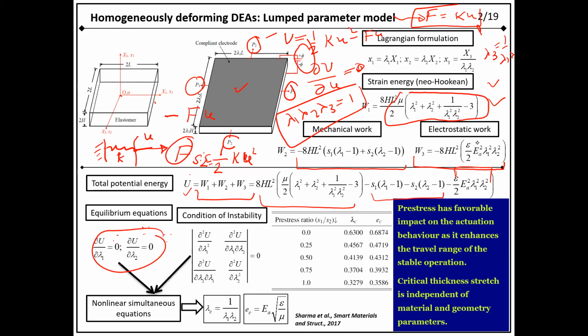So this is how, by utilizing these relationships, we can obtain phi as a function of lambda 1 and lambda 2. In order to solve them, two equations will be required, as we have two unknowns, lambda 1 and lambda 2. One we will obtain by differentiating U with respect to lambda 1 and equating it to 0, and another when we differentiate U with respect to lambda 2 and equate it to 0.